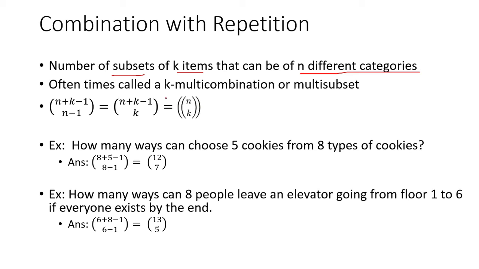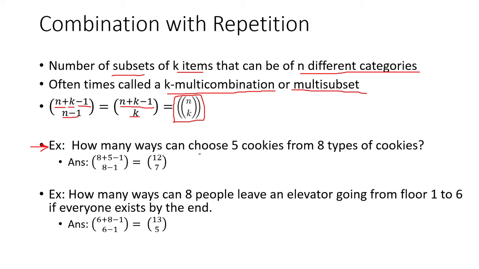It's oftentimes called k multi-combinations or just multi-subset, and it can be expressed as n plus k minus 1, choose n minus 1, but by the symmetry of a combination, it can also be represented as n plus k minus 1, choose k, and a common notation for it is just going to be n choose k with an extra set of parentheses around it. That's typically the notation for k multi-combination or multi-subset. Multi-choose also, and multi-choose k. So this might seem a little bit abstract, but hopefully this first example should clear it up a little bit.